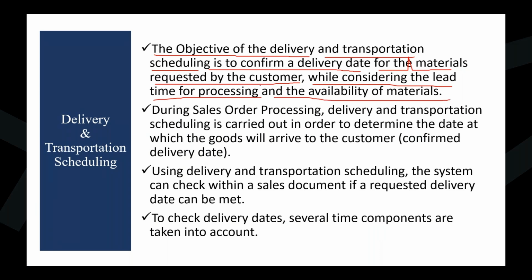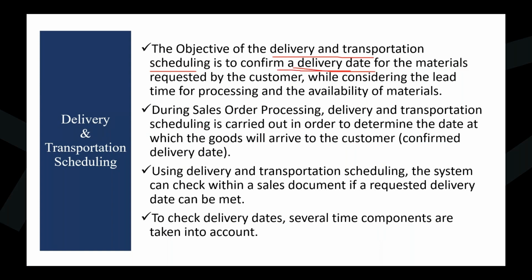So normally whenever a customer places an order, he will give a date. The customer will say, I need the material by this particular date. So now we have to check whether we can deliver. The system will check whether you can deliver by that date or not. That is called delivery and transportation scheduling. So you have to confirm a delivery date to the customer.